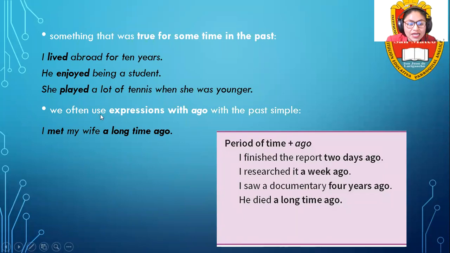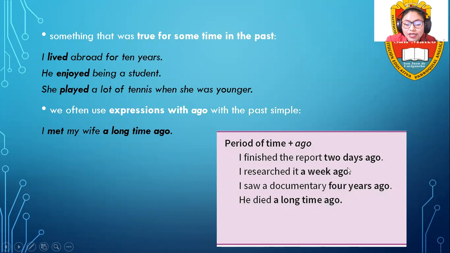We often use expressions with ago with the past simple. I met my wife a long time ago. Ago is an expression of past tense. We have other periods of time plus ago. For example, 2 days ago, a week ago, 4 years ago, a long time ago.